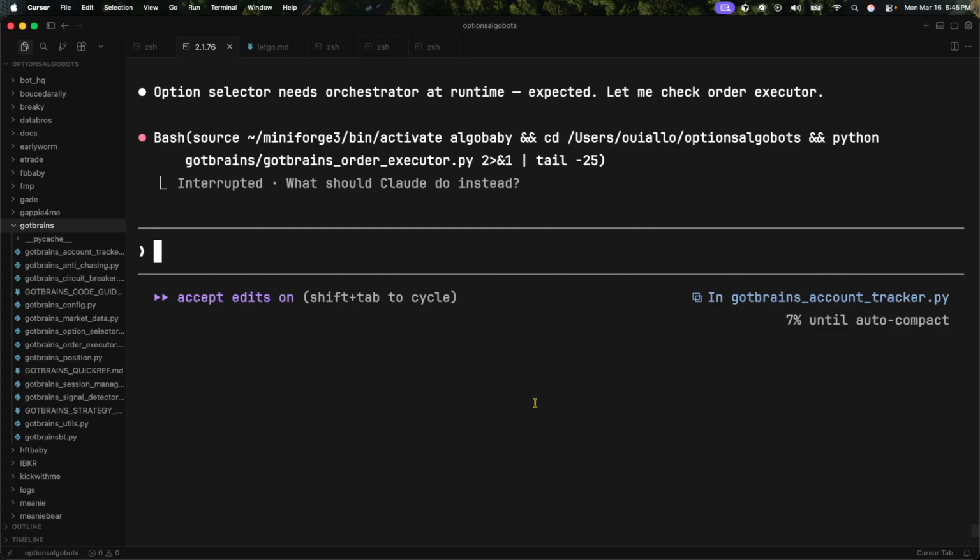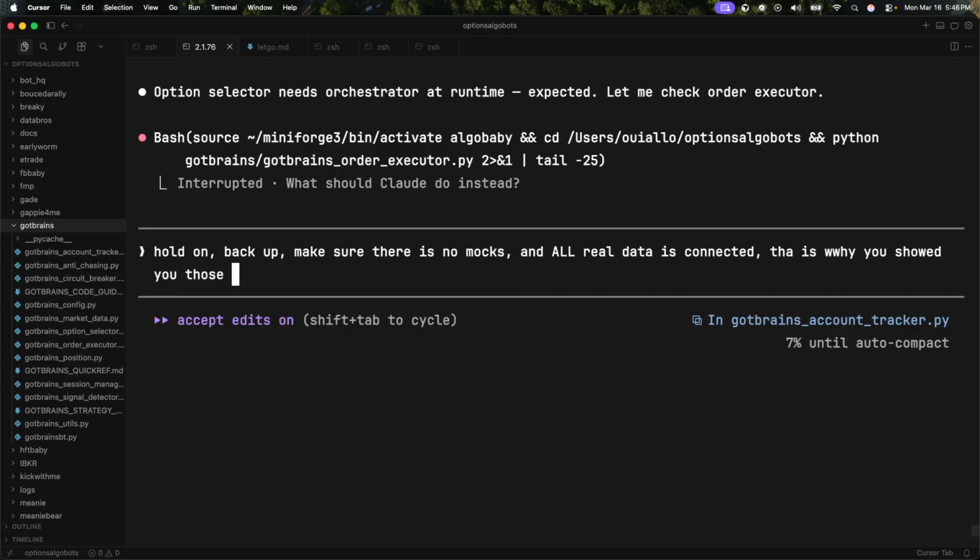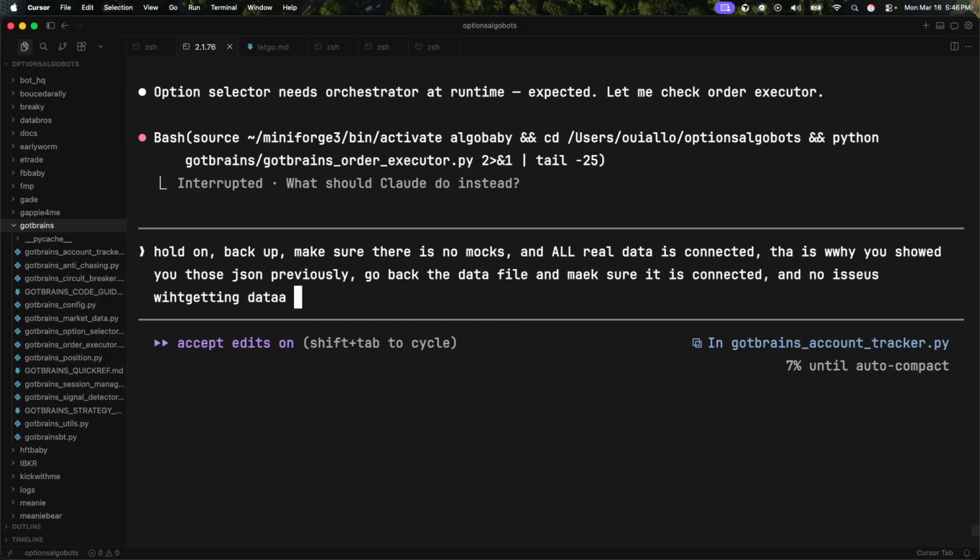Hold on, bruv. Make sure there are no mocks and all real data is connected. That is why we showed you those JSONs previously. Go back to the data file and make sure it is connected and there are no issues with getting data, bruv.